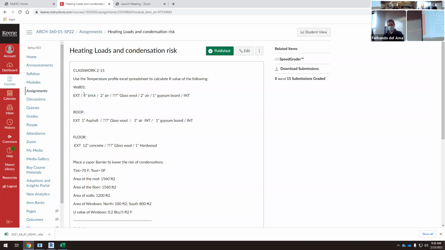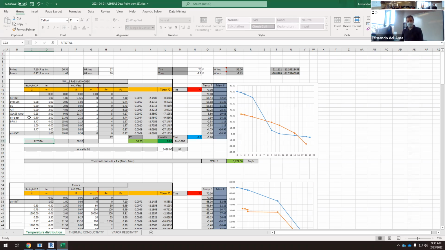Now we have this wall, from inside to outside. We have 1 inch of gypsum, 2 inches of air. We have to find out how many inches we need of glass wool, and then we have 2 inches of air and 4 inches of brick. So here we have all these elements. What's the R value so far? It's 30. So it has to be more than 40.